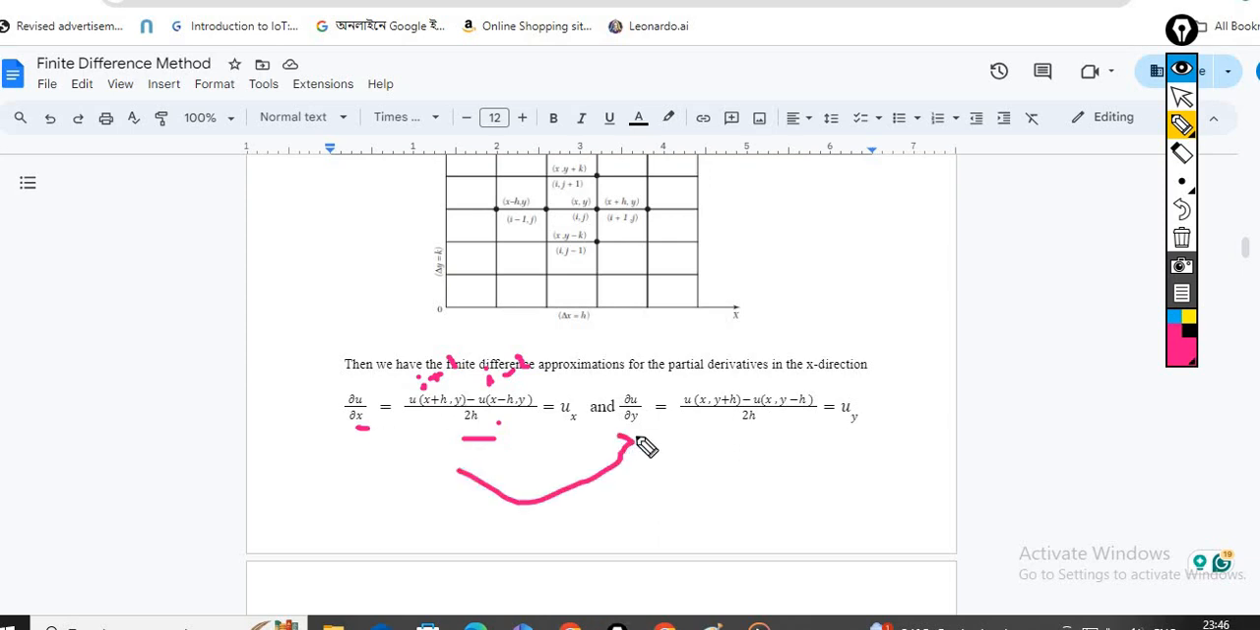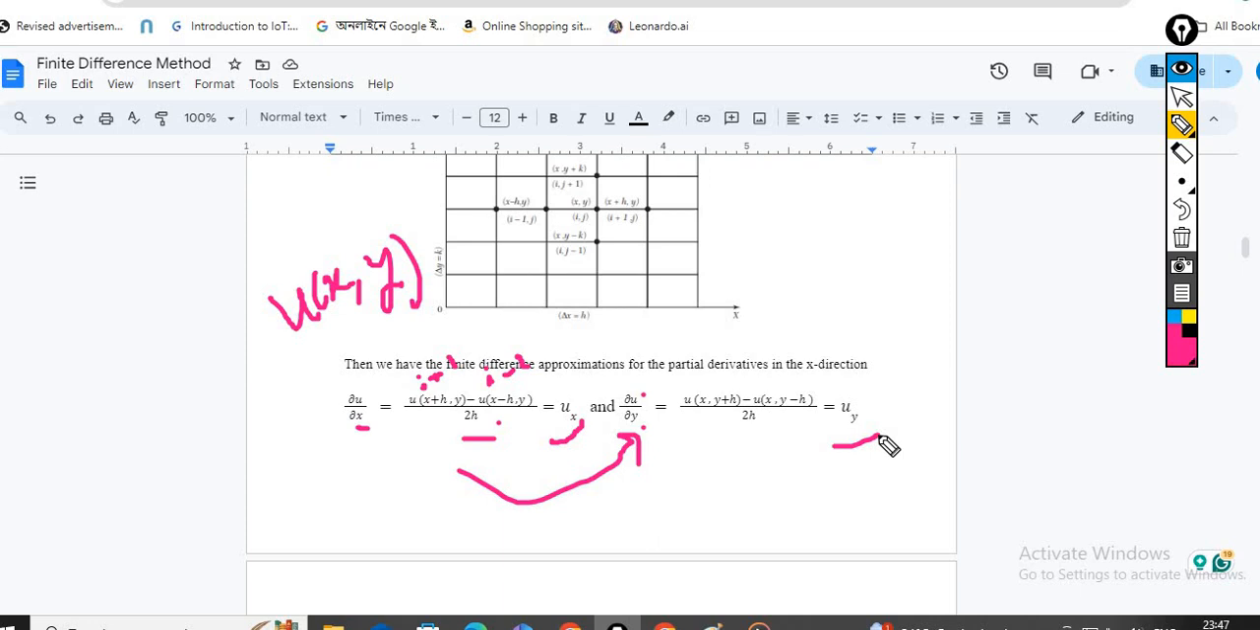But in the second case, you are considering the function u, which is a function of x and y, and now we are considering the variation along y. Here you can see x will be taken as constant, with y plus h and y minus h. So this is represented as ux and uy. In this case we have variation only along x or y, so one is constant and the other is taken as a variable.